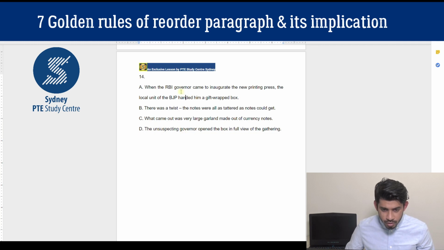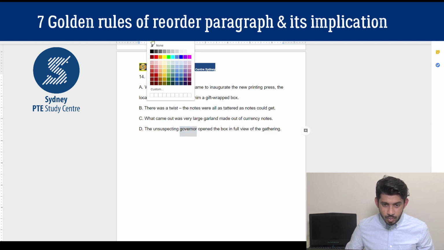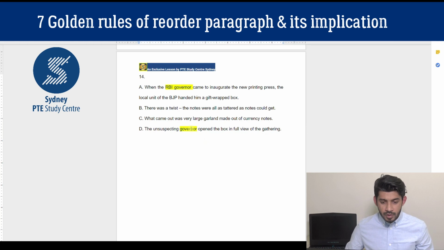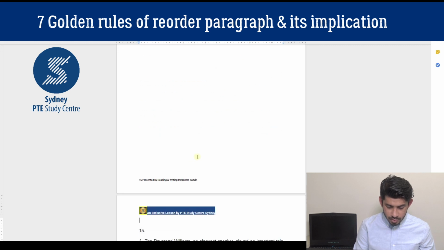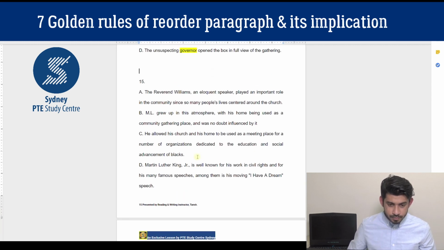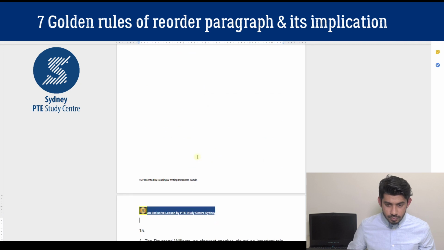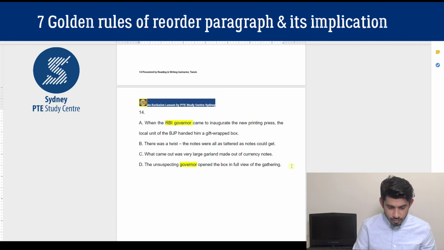Now I have got similar words actually. Number A and D, both sentences have the word governor. This governor is a full form, it has RBI before the governor, and this only has governor. So full form comes first, then the short form.